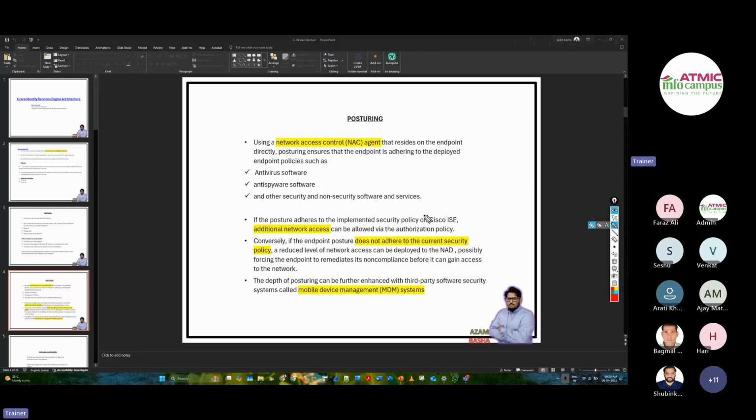Point number 2, if a posture adheres to the implemented security on Cisco ISE, very important. These 2 points discuss the vulnerability. Don't mind my spelling here, I know that's incorrect. So what's a vulnerability? Anyone? Like the weakness, the origin, open points. Okay, weakness in a very lame word. What else?